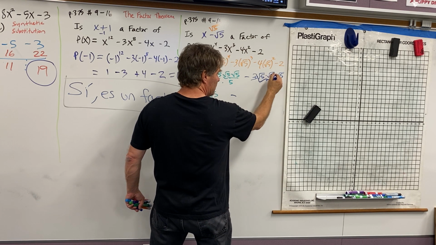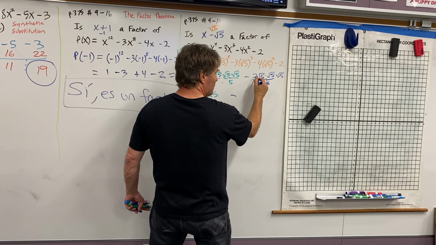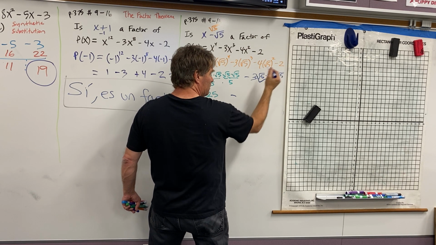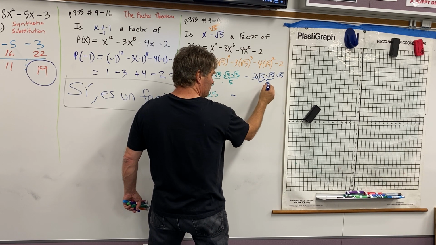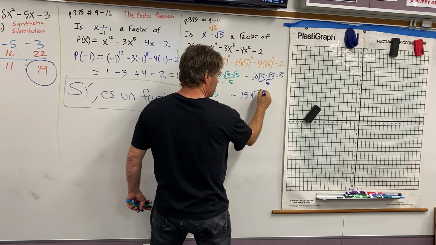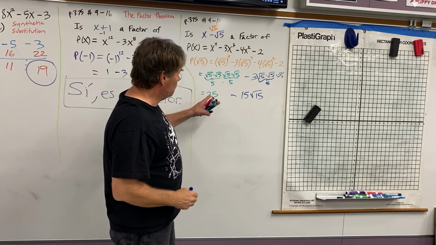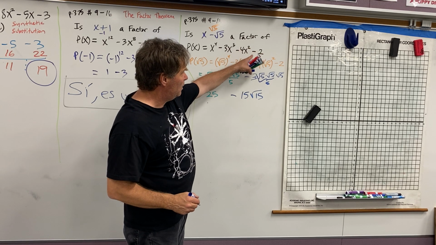These two, root 5 times root 5 is just 5. It's 3 times 5 times square root 5, which is 3 times 5, 15. 15 root 5. That's what we get so far. Now we still got these guys to go.